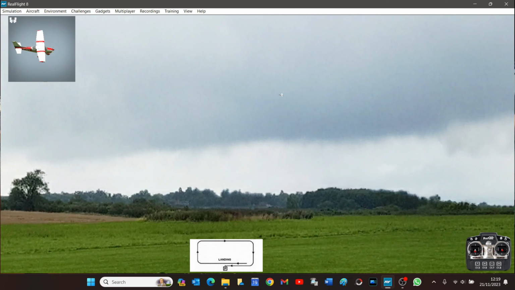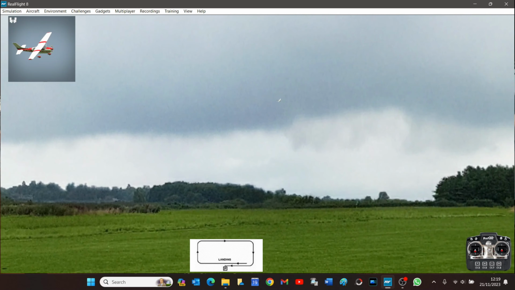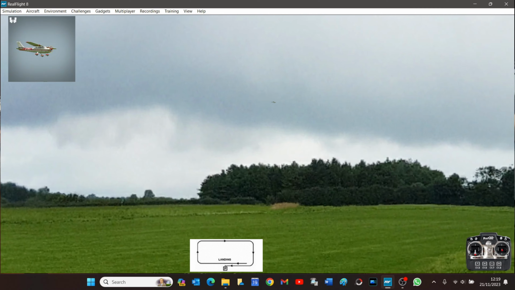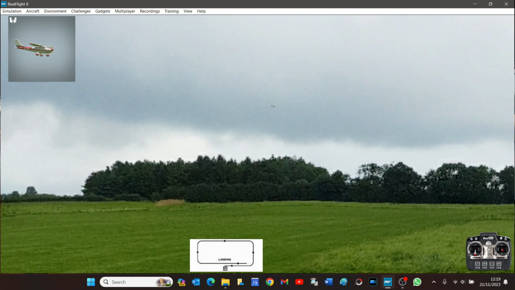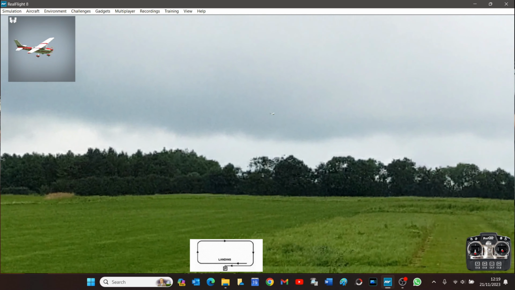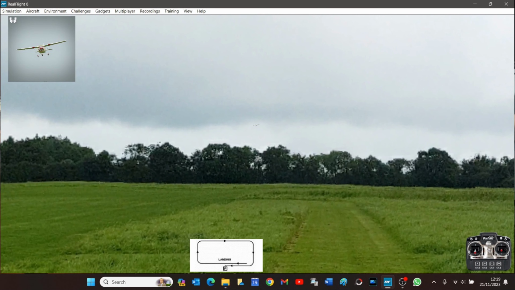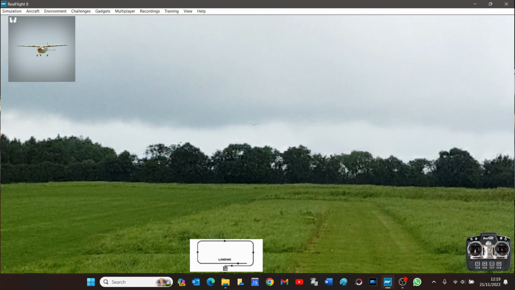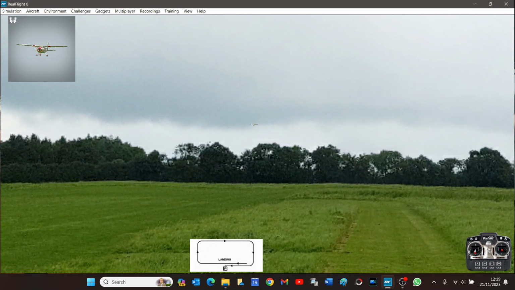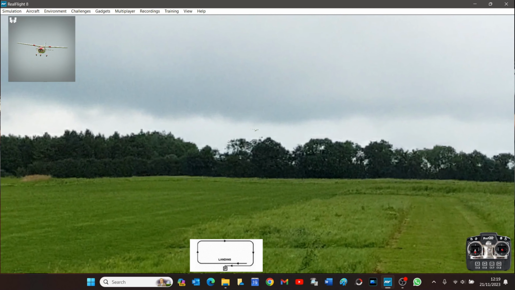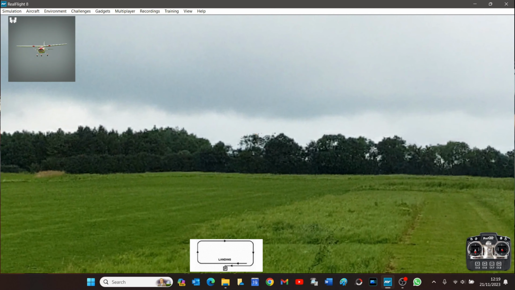Make the turn onto the crosswind, and now we start to reduce the height. I want to lose about half the height on this leg and about half on finals. And remember, you're using the throttle to adjust the height and the angle, and you're using the elevator to maintain the speed. So we come round onto finals, and in the simulator I've got to land this quite early.